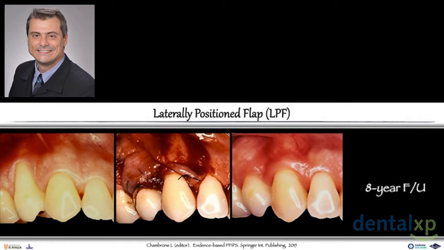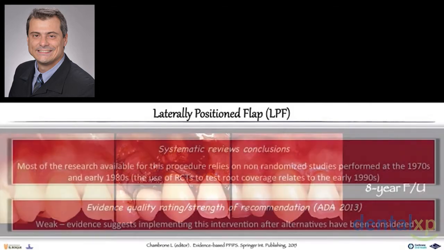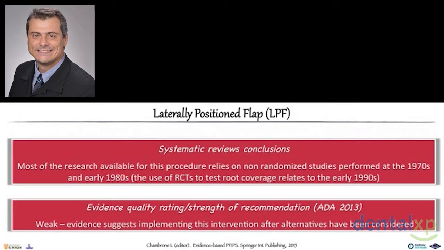Regarding the laterally positioned flap, this is indicated for the treatment of recessions adjacent to the donor teeth presenting a width of attached keratinized tissue of at least 2 millimeters and thick periodontal biotype. But the literature says that most of the research available for this procedure relies on non-randomized studies performed in the 70s and the early 80s. So, according to the evidence quality rating developed by the American Dental Association, the evidence is weak. That is, the evidence suggests implementing this intervention after alternatives have been considered.